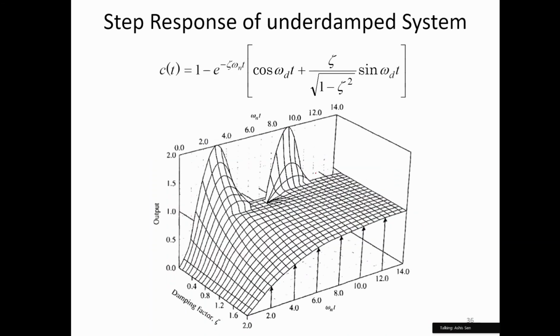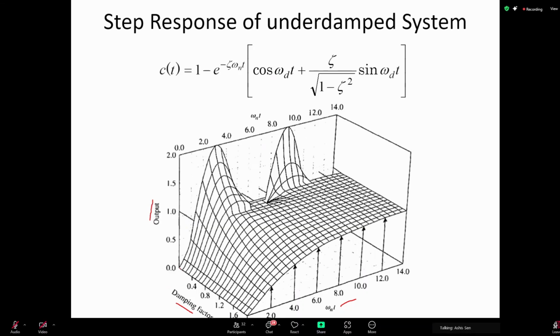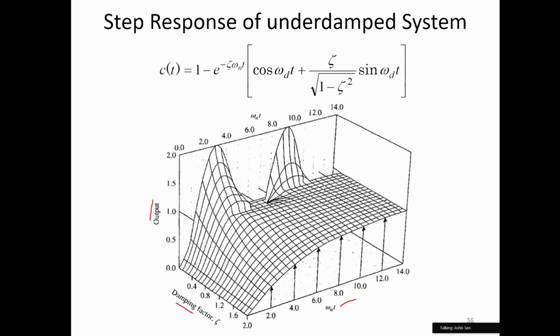So typically, we can generalize this second order response using this curve that you can see here. This is a three-dimensional plot. This axis is the time axis, omega n into t. This axis is the J axis, the damping factor. And this axis is the output. Okay. So you can see that for various values of damping factor, the nature of the response curve is very different.